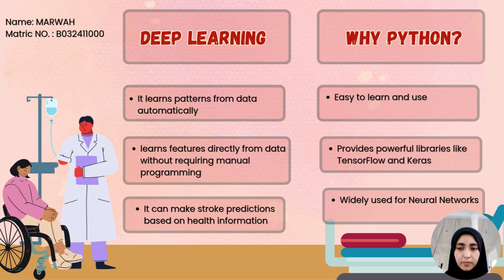Deep learning is a branch of machine learning that allows computers to learn patterns from data automatically, similar to how the human brain works. Unlike traditional machine learning, deep learning can learn features directly from data without requiring manual programming. In our project, deep learning is used to predict whether a patient is at risk of stroke based on health information such as age, BMI, glucose level, and smoking status.